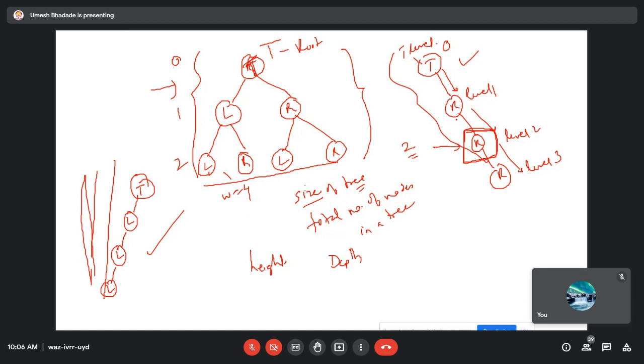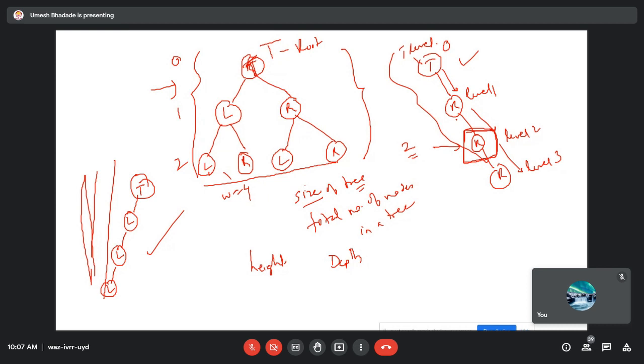So, size, height, depth, path, leaf node, intermediate node, parent, child. These are all the terms which we should know as far as trees are concerned. Yes. So, sir, depth is only for the individual node, no? And height is for the entire structure. Yeah, depth is for the node at that level, and height is for the entire tree. Right? Height of the tree. You can't say depth of the tree. We will say depth of the node. Right? Height of the tree and depth of the node.